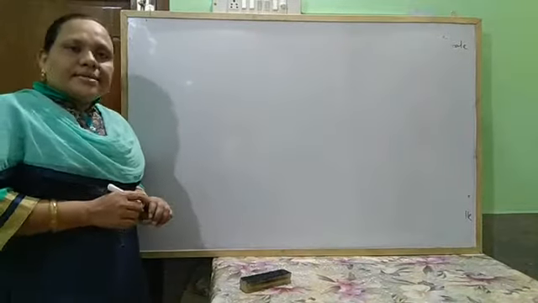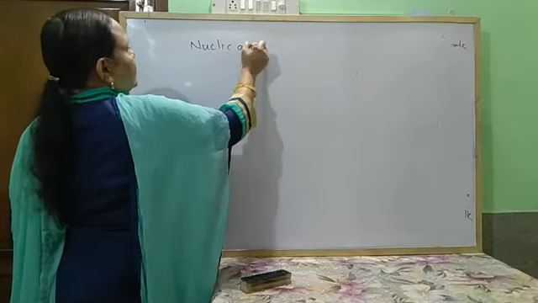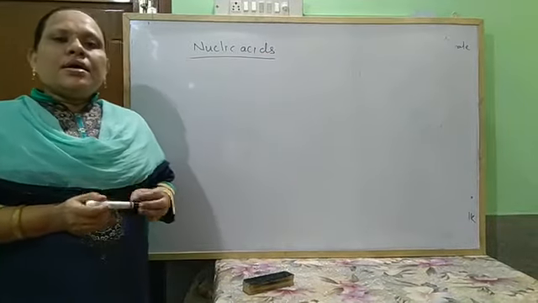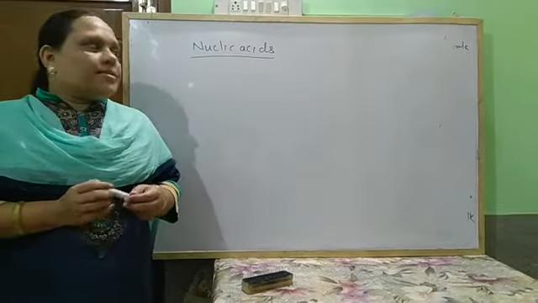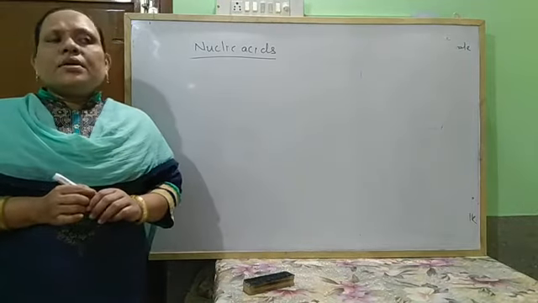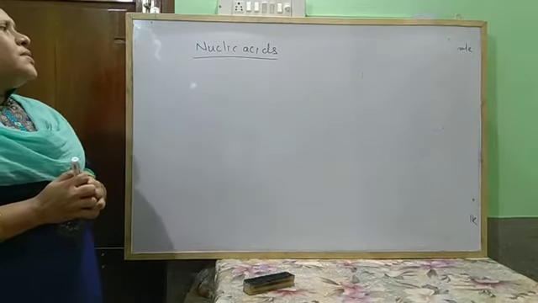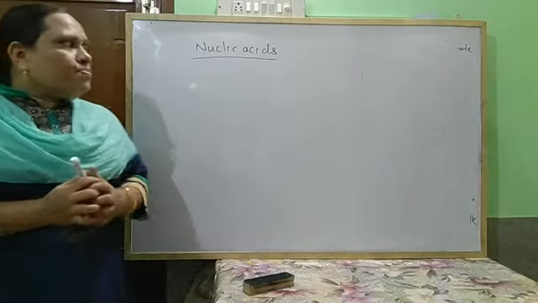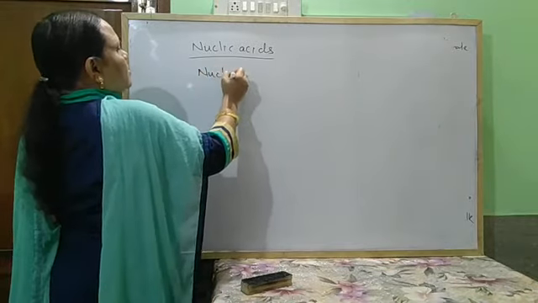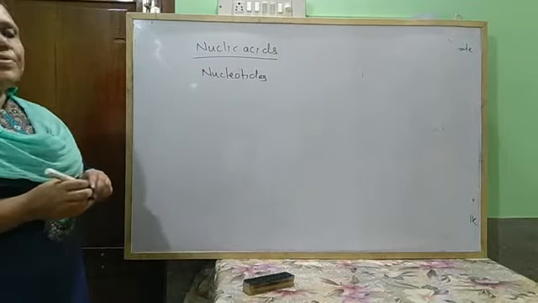Next we come to another type of biomolecule, that is nucleic acids. As the name suggests, nucleic acids are generally found in the nucleus. These are responsible for the transference of our hereditary characters. These nucleic acids are the condensation polymers of nucleotides.